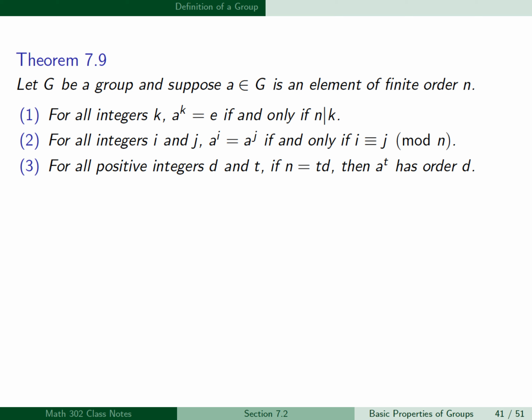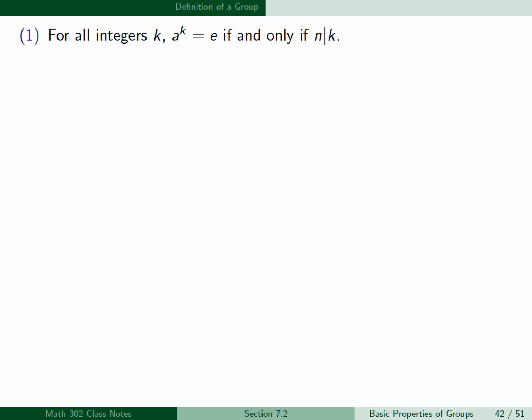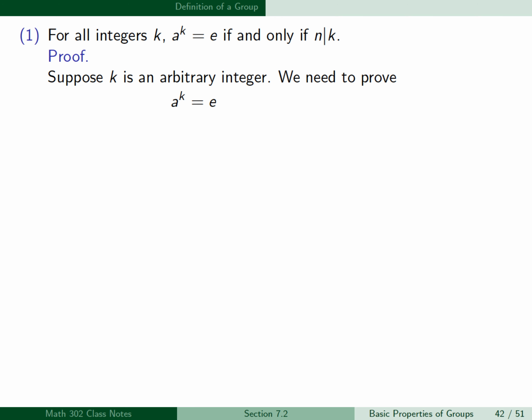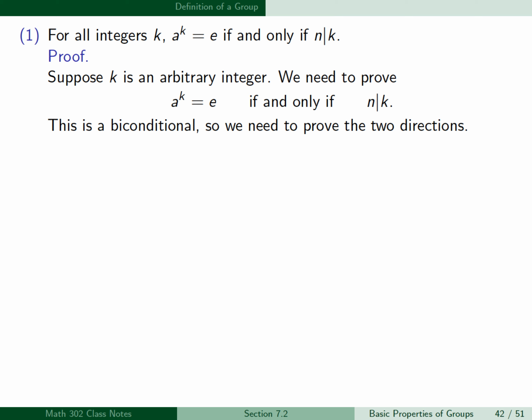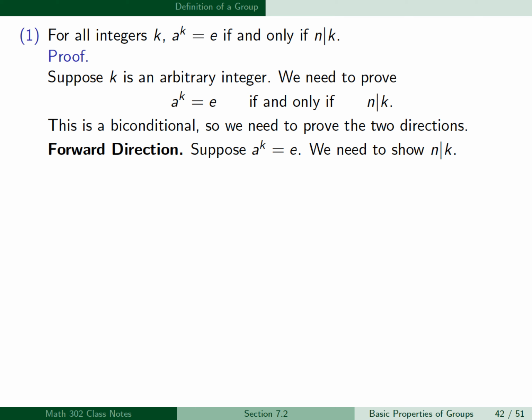So we've got three statements here. We'll start with 1. So we want to prove for all integers k, A to the k is equal to E if and only if n divides k. So suppose k is an arbitrary integer, and we need to prove that A to the k is equal to E if and only if n divides k. This is a biconditional, so we need to prove our two directions. So we'll start with the forward direction. Suppose A to the k is equal to E, we need to show that n divides k.